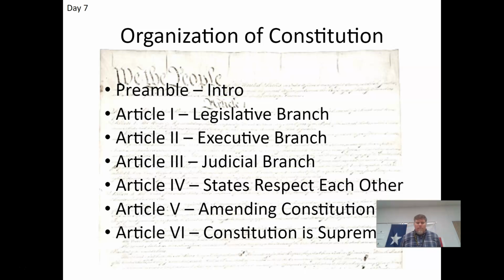Articles 1, 2, and 3 are probably the ones that are the most commonly discussed and argued about. The preamble is just the introduction. Articles 1, 2, and 3 each set up the different branches of the government. Article 1 is the legislative branch, put first because it was seen as perhaps the most important of the 3 branches, the one most closely tied to the people, because the people directly elected the members of the House of Representatives.